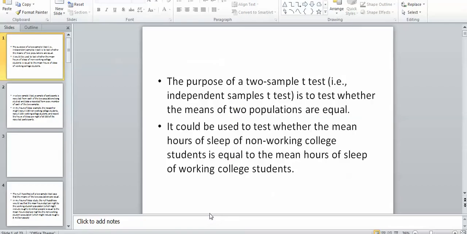So I also wanted to talk about the two-sample t-test, which is the third type of test that we covered. It's meant to test whether two separate populations have equal means, or if there's a difference between the means of the two populations. For example, you might want to test if the mean hours slept by the non-working college student population is equal to the mean hours slept by the working college student population.